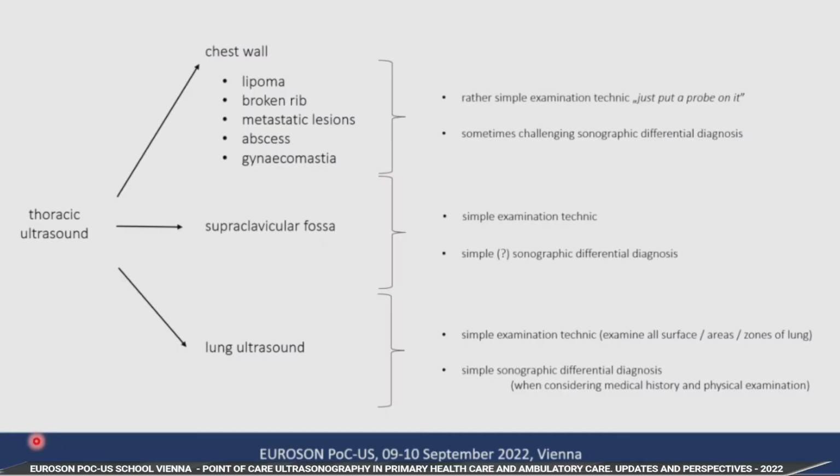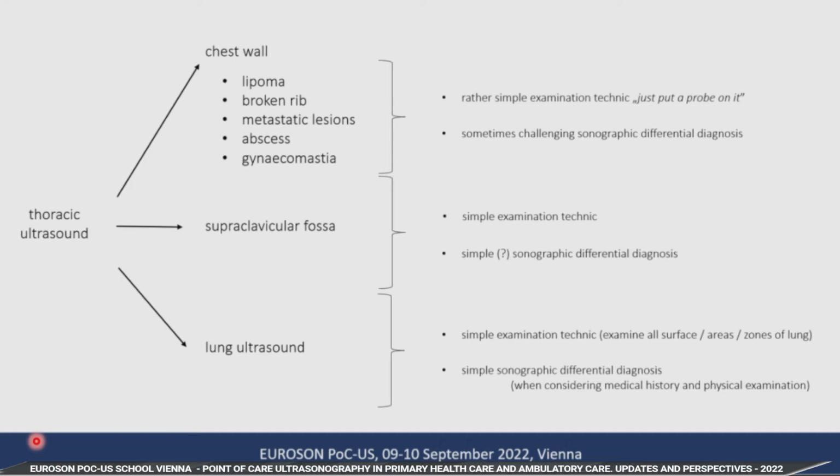And the lung ultrasound, the good thing is, it's a rather simple examination technique, but remember that we want to examine all the surface areas, zones, whatever it's called, of the lungs, not only upper blue point and lower blue point. And it's a simple differential diagnosis, but only when you consider the sonographic image in light of the medical history of the patients and physical examination.